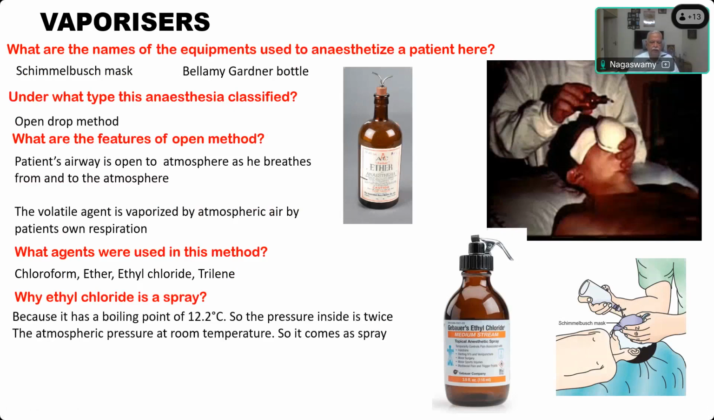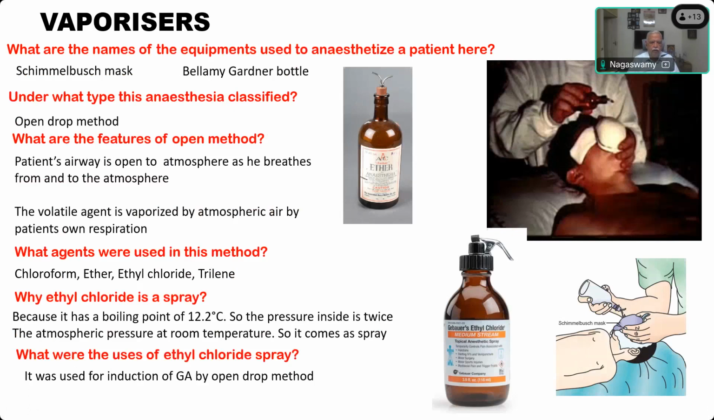So it is used as refrigeration analgesia also, because the boiling point is about 12 to 12.2, less than 15 also. So the pressure inside is twice the atmospheric pressure at room temperature. It comes out as a jet of spray, and it was used for induction of GA before the open drop method of giving ether or chloroform, and it is also used as a topical anesthetic because of its refrigeration property. Luckily, all these are questions of historical interest. Anyway, just to start the class with some stimulating questions, but I'll go on.